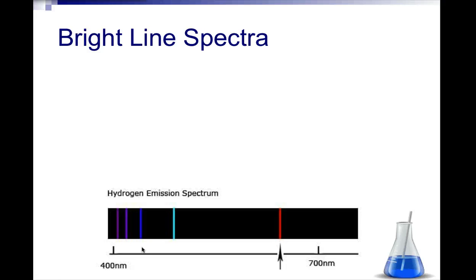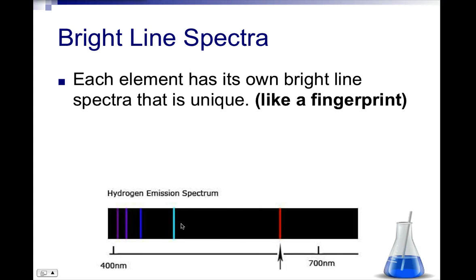The bright line spectra here, as we can see for hydrogen, is very unique to that particular element. When we're looking at each element individually, you'll notice that the colors and the lines will be slightly different for each one. It's very similar to a fingerprint.